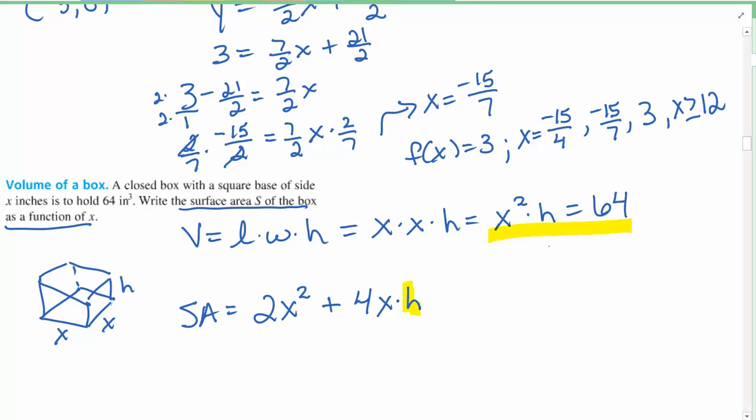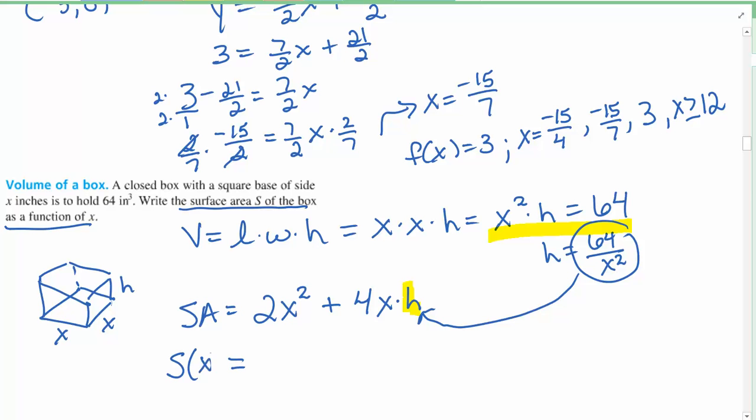So you should see then that this is easy enough to solve. h is equal to 64 divided by x squared. So it is this 64 divided by x squared which is going to replace h in your surface area equation to get the function. So the surface area in terms of x, we can use that function notation there, is equal to 2x squared plus 4x times 64 divided by x squared.